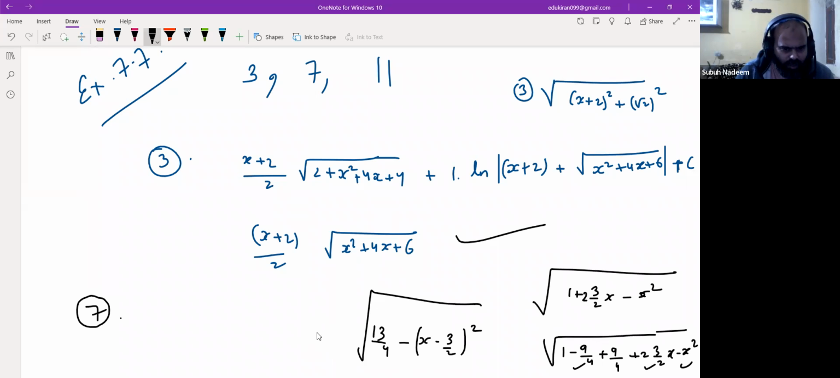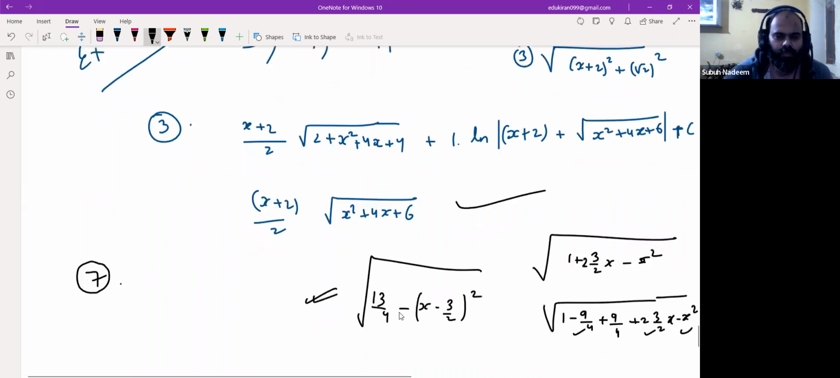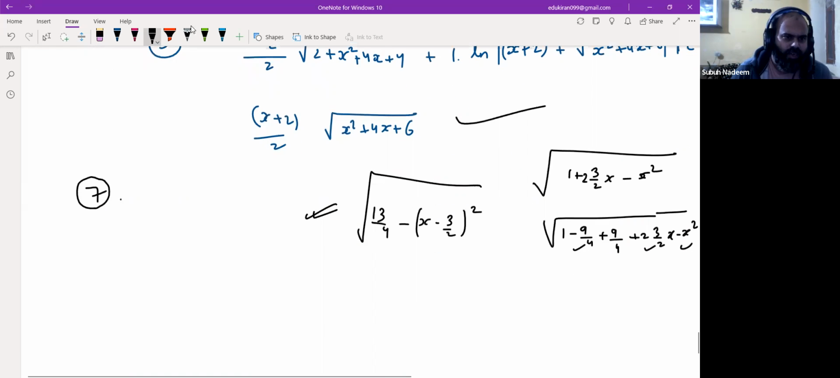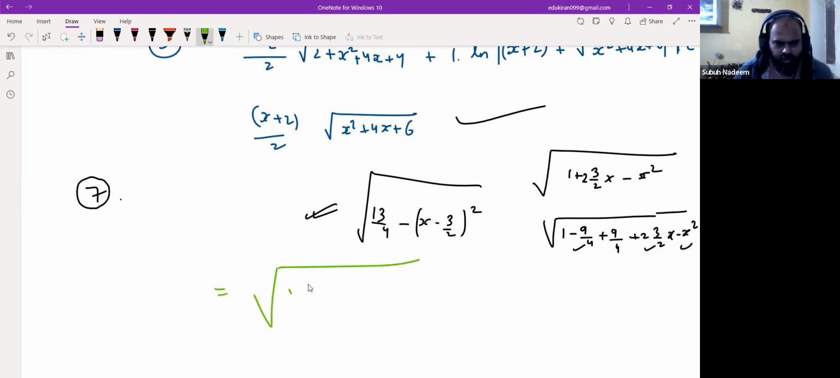First of all, tell me, are you getting this? First, you are simplifying. Yes, Darnell, are you getting this? Yes. Like this you are getting now? Yes. That is root over (13 by 2) whole square minus (x minus 3 by 2) whole square. Yeah, now you can tell me.